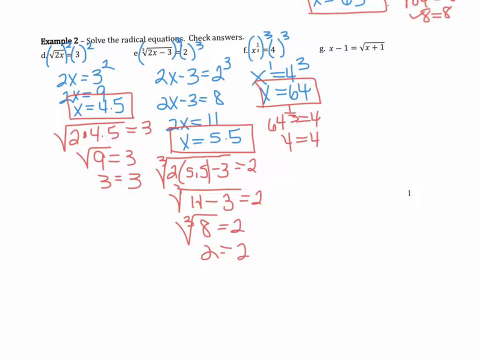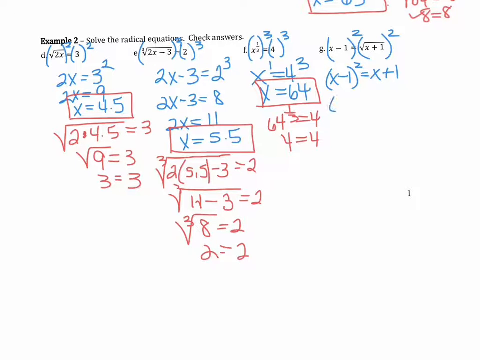The last example looks a little different, but the radical expression is still the only thing on one side of the equal sign. So you can square both sides of the equation, but you have to square the whole thing. So you end up with x minus 1 squared equals x plus 1. So the radical sign went away. But now we have a quadratic equation. When you're solving a quadratic equation, you have to set it equal to 0 in order to find the solutions.